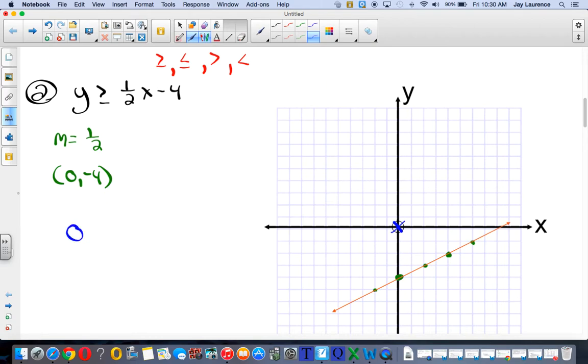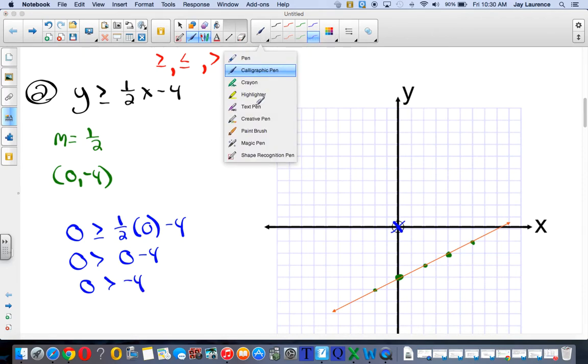Let's see what happens. I'm going to put 0 in for y. 0 is greater than or equal to 1/2 times 0 minus 4. I'm going to simplify the right-hand side. 1/2 times 0 is 0, minus 4. 0 is greater than -4. That is true, isn't it?